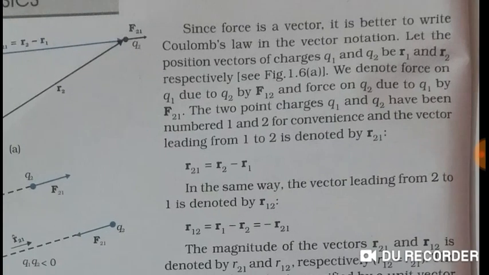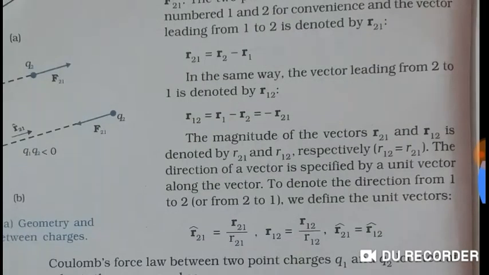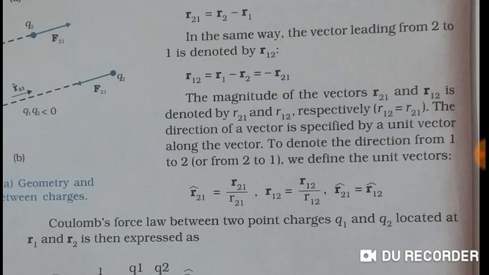Since force is a vector, it is better to write Coulomb's law in vector notation. Let the position vectors of charges q1 and q2 be r1 and r2 respectively. See figure 1.6a. We denote the force on q1 due to q2 by F12 and the force on q2 due to q1 by F21. The two point charges q1 and q2 have been numbered 1 and 2 for convenience, and the vector leading from 1 to 2 is denoted by r21. r21 = r2 - r1.